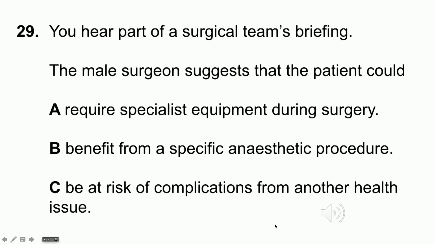Question 29. You hear part of a surgical team's briefing. Now read the question.